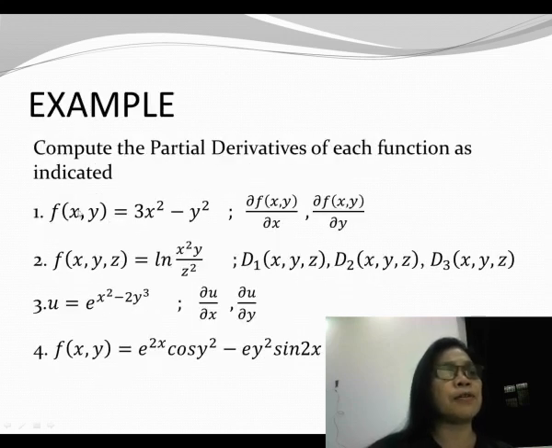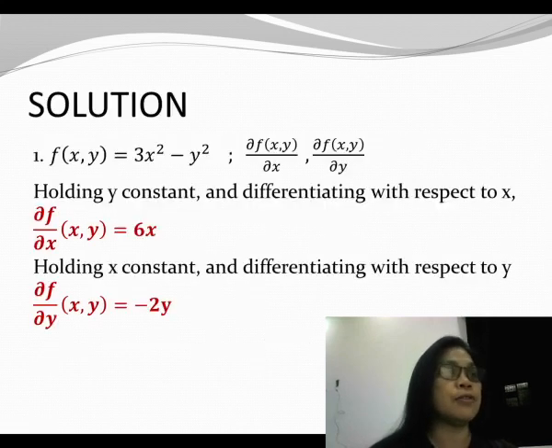Now in these examples, the given and the unknown should be indicated. So for example number 1, we have two independent variables here, and we have to look for the partial derivative with respect to x and with respect to y. So let us answer these examples. For number 1, we have the function f(x, y) equal to 3x squared minus y squared. We have to look for the partial derivative of the function with respect to x, and the other one with respect to y.